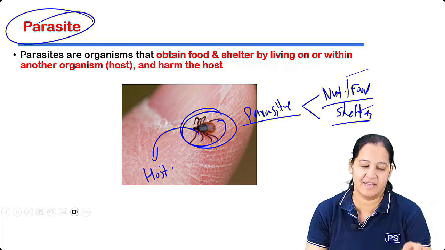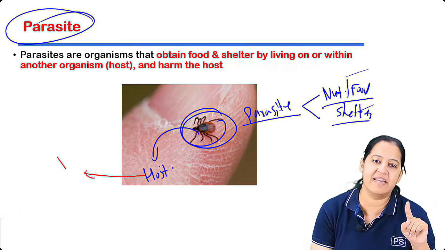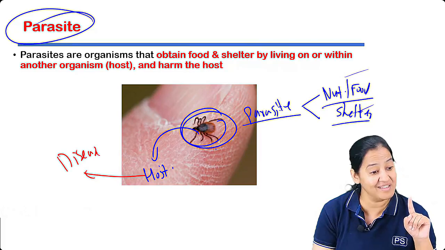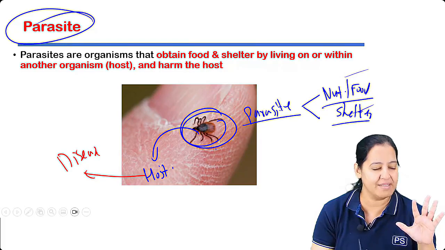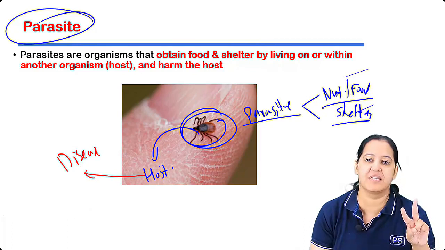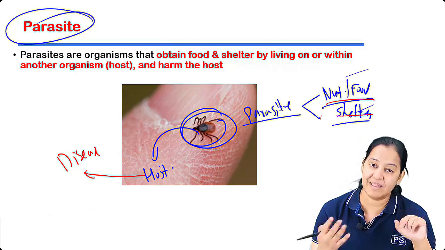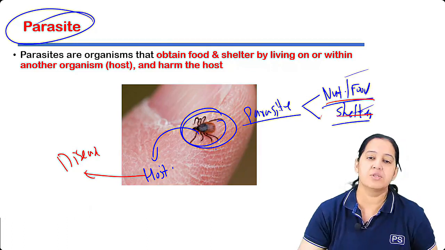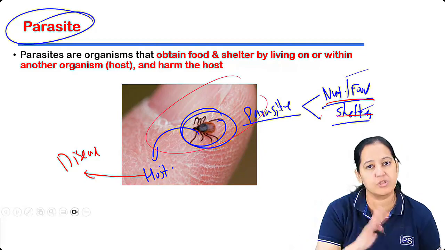In return, what is the parasite giving to the host? The parasite is giving disease to the host. So the host gives the parasite two good things, food and shelter, and in return the parasite is giving disease to the host. So this relationship is known as the host-parasite relationship.